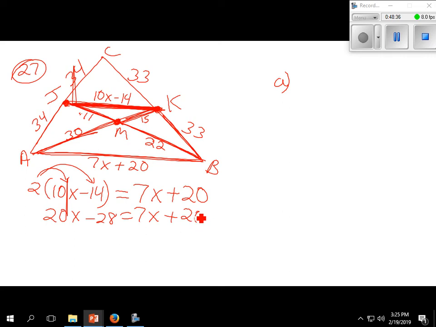I'm going to solve this real quick. Move the 7x over, you get 13x. Move the 28 over, you get 48. Divide both sides by 13. You end up with x equals, and I grab my calculator, and I say 48 divided by 13. I end up with 3.7.